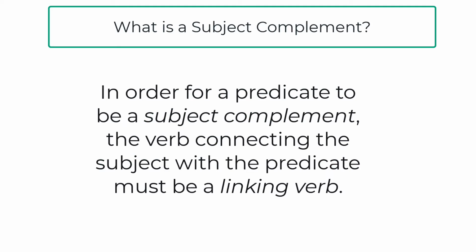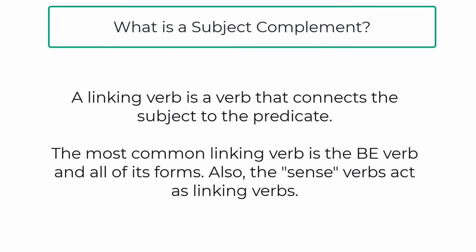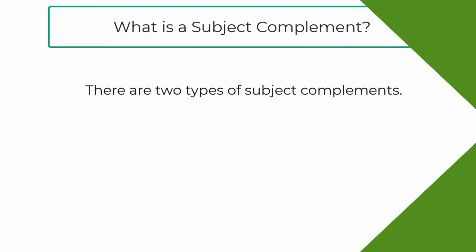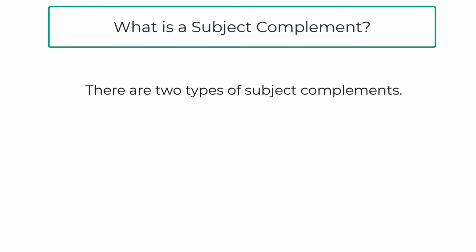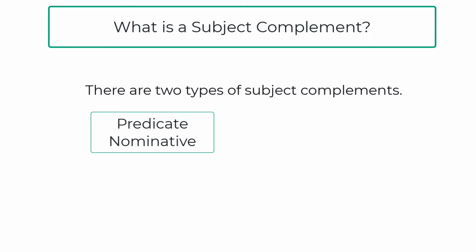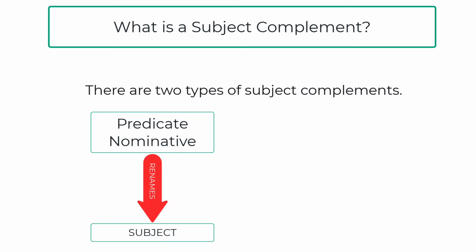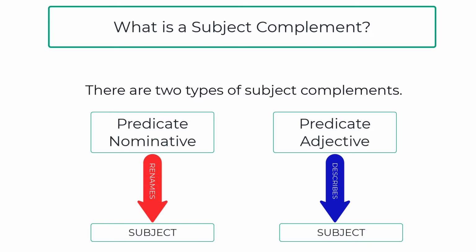In order for a predicate to be a subject complement, it must have a linking verb. There are two types of subject complements: the predicate nominative, which renames the subject, and the predicate adjective, which describes the subject.